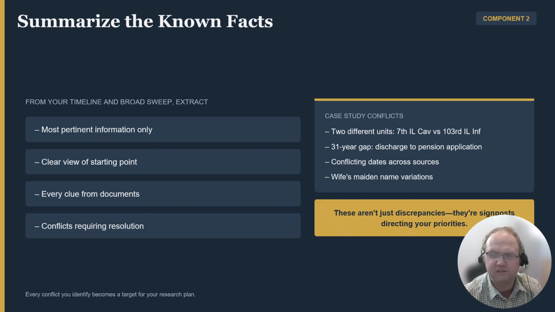These weren't just interesting discrepancies, they were signposts directing priorities. The unit conflict meant I needed his compiled military service records, CMSRs, for both his regiments. The pension gap suggested explanatory affidavits. Conflicting dates meant I needed to prioritize original records. Every conflict became a research target.